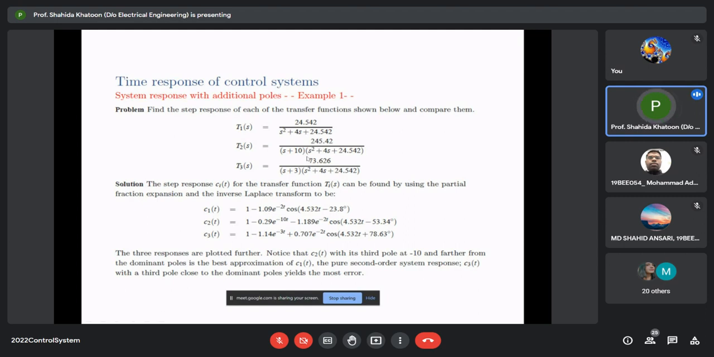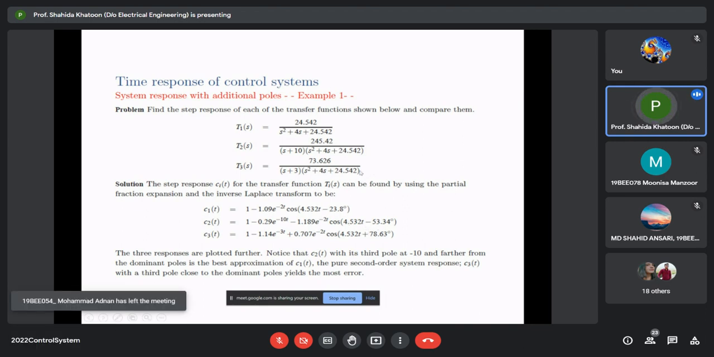So for that also, you can convert this s square plus 4s plus 24.542 into linear factors. So by using partial fraction expansion, you can find out the factors of T2 and then find out the inverse Laplace transform, right? So you can do it, and the answer is this. I hope you are getting the same answer.